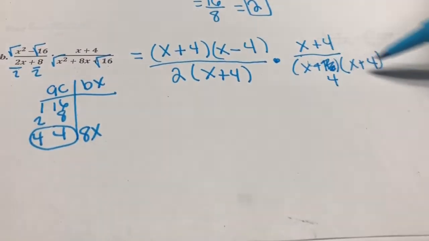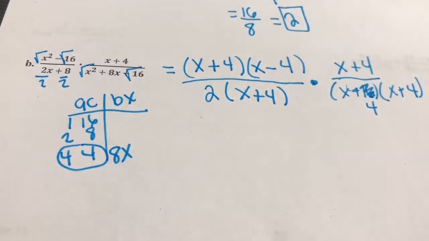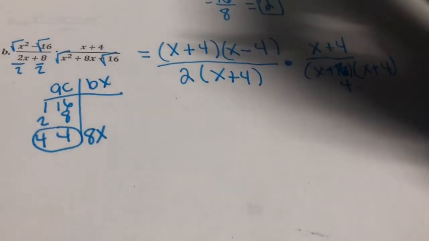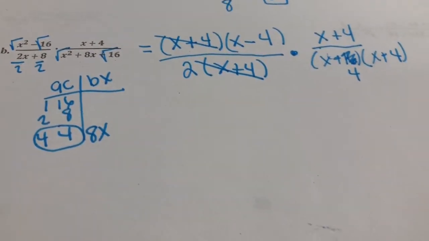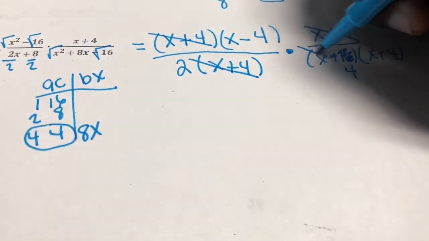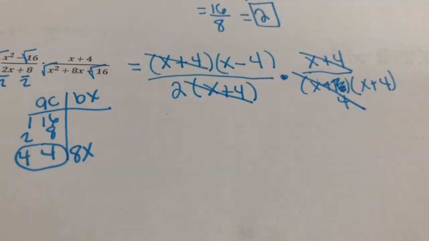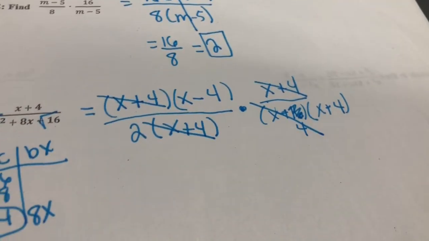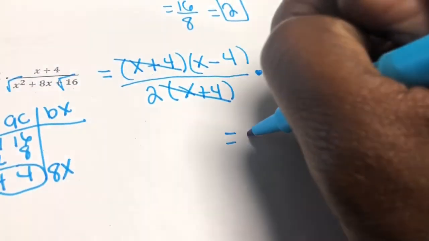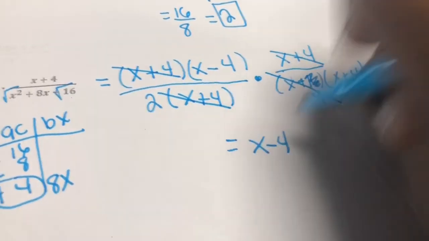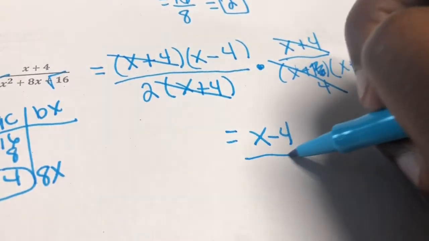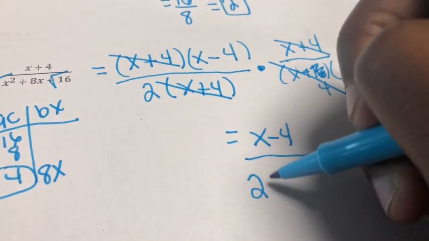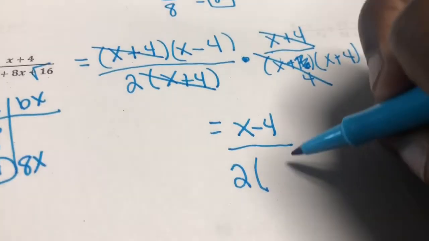So now that we've simplified this quadratic, we can go through and do some canceling. So here, this x plus 4 can cancel this x plus 4. This x plus 4 can cancel that x plus 4. And then all we're left with in our numerator is x minus 4. That's all that's left at the top when we multiply. And on the bottom, we're left with a 2, and we're left with an x plus 4.